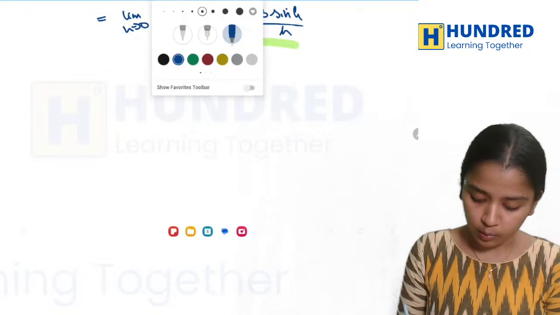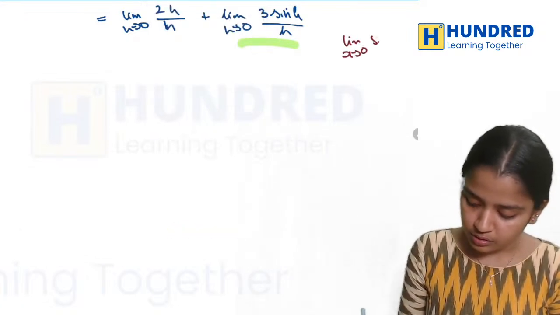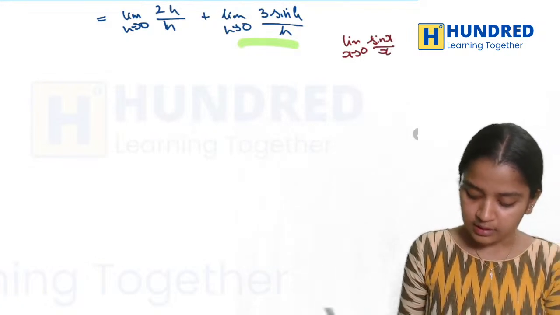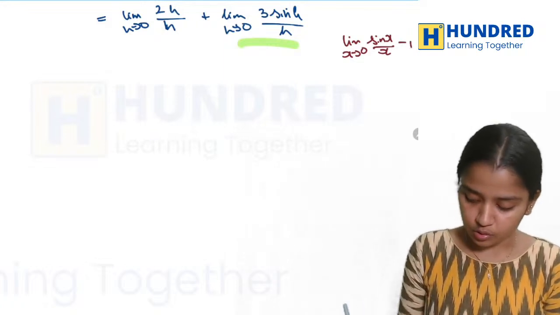What is my formula? One formula is limit x tends to 0 of sin x by x. So in that manner you will be having your formula. Now what happens? This will be equal to 1.